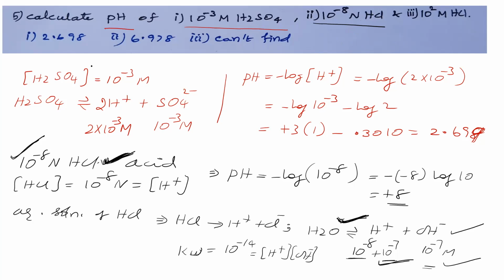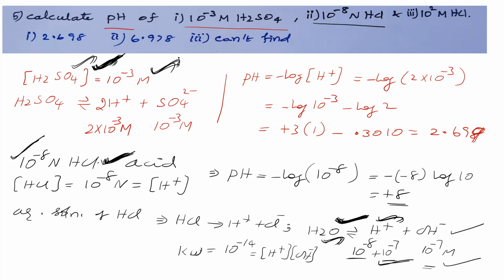But to calculate the pH of this solution, we are not considering this equilibrium. Why? Because the concentration of acid is higher than the concentration of H plus contributed by water. So the concentration of H plus contributed by water is negligible when compared to the concentration of H plus provided by the acid. Have we got the idea?